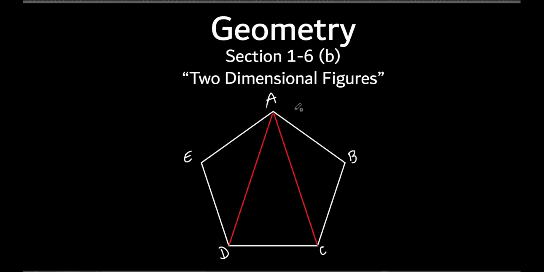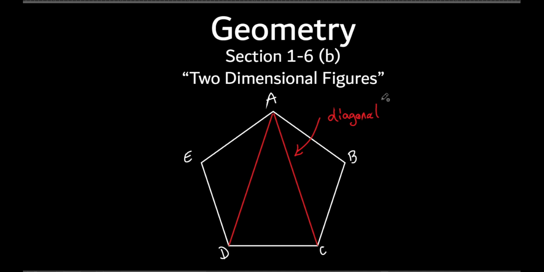These two lines right here have names. If you go from any point, I could have started at E, D, C, or B. It doesn't matter. I just decided to start at A. And if I draw line segments to a non-consecutive vertex, that's what it would look like. And these things are called diagonals. You've probably heard of that word diagonal before, but this is a very specific type of diagonal.